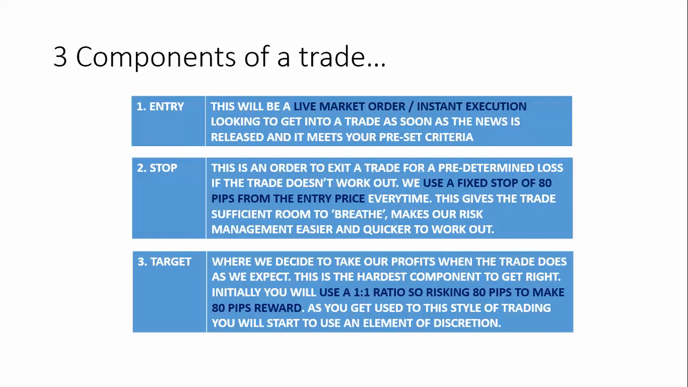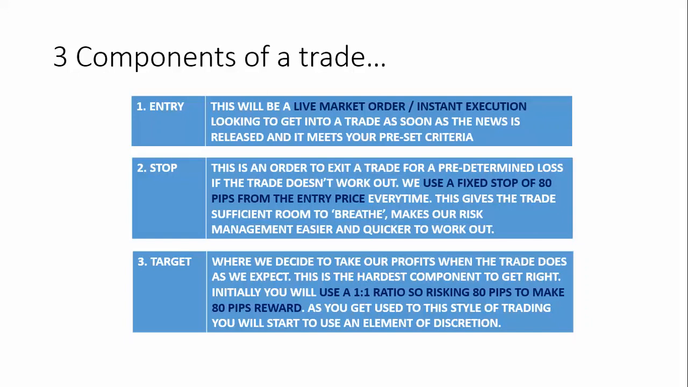Initially, we're going to use a 1-to-1 reward to risk ratio. So we know that we're risking 80 pips, so we're going to look to make 80 pips on a trade. Now, trying to decide on where to take your profits as a news-based trader is very, very tricky, because some news events will absolutely fly and go 300, 400 pips, whilst others will only go 150, for example.